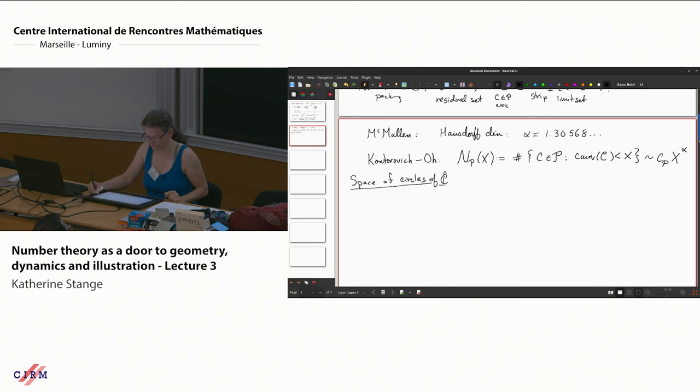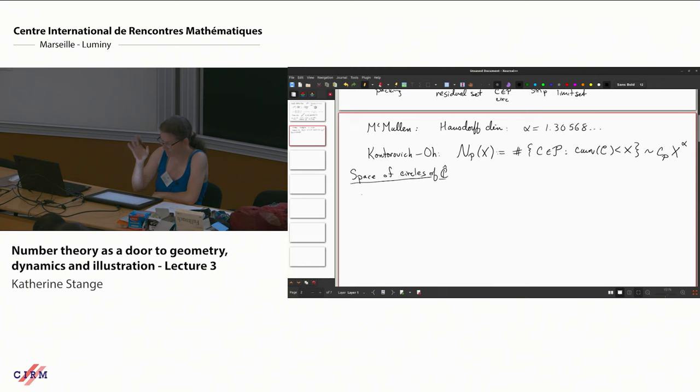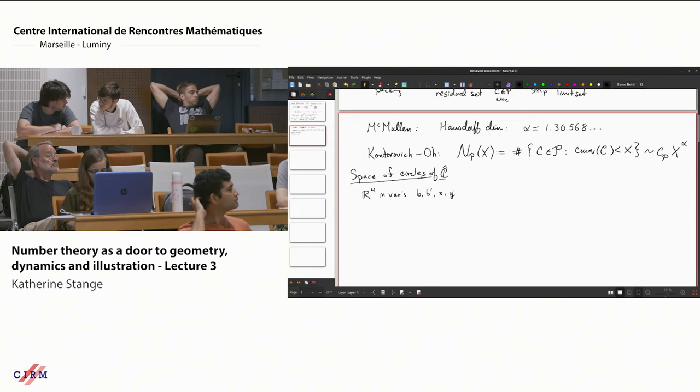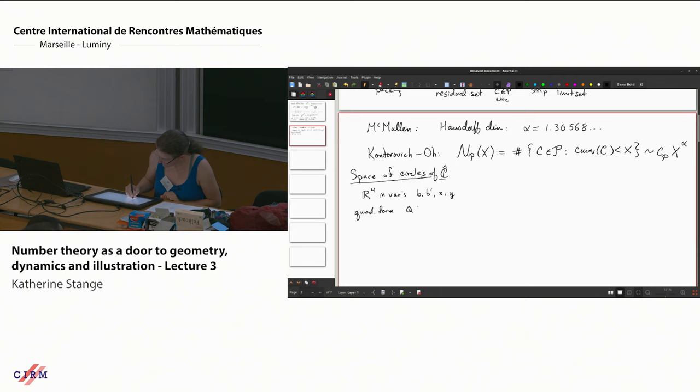All right, so the idea here is, this is just a tool that'll be useful for talking about the circles when they're sitting inside the complex plane. And the idea is to make a space where the points of the space are the circles of the complex plane. And so you can do this with Minkowski space. So what you do is take four real variables, b prime, x, y. It's just that's what they are. And then you write a quadratic form, which is going to be of signature 3-1.